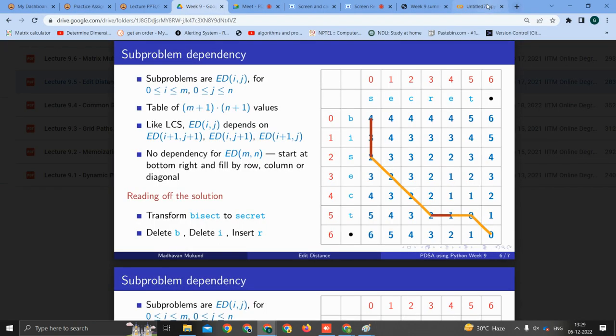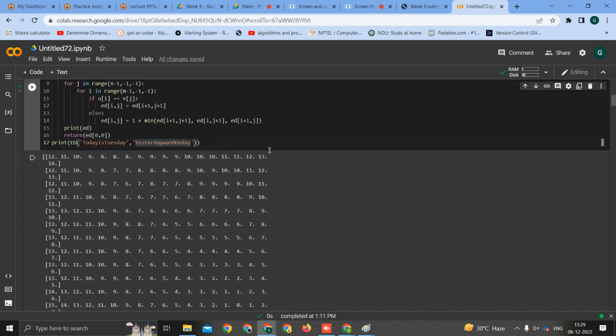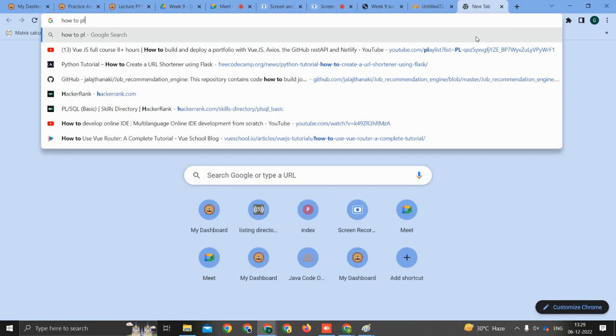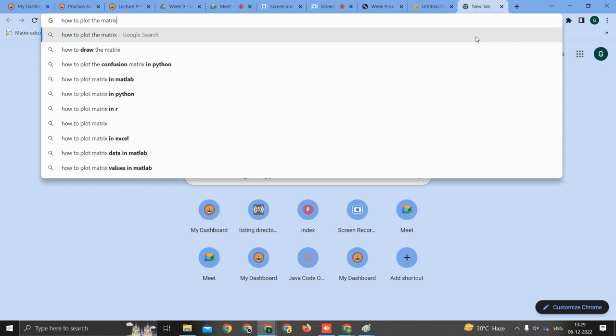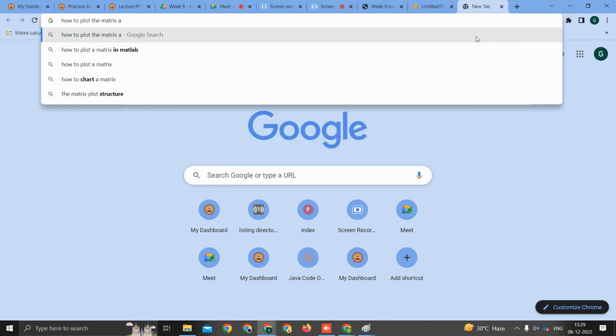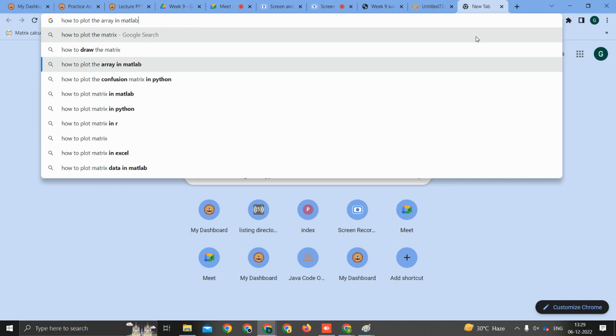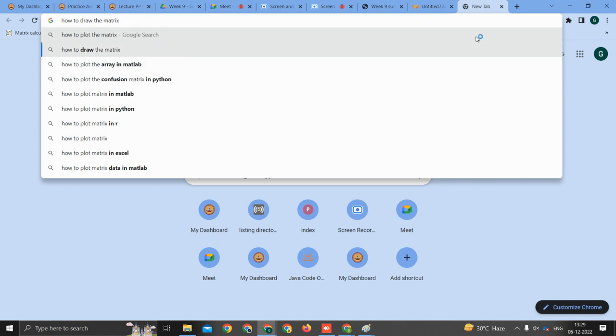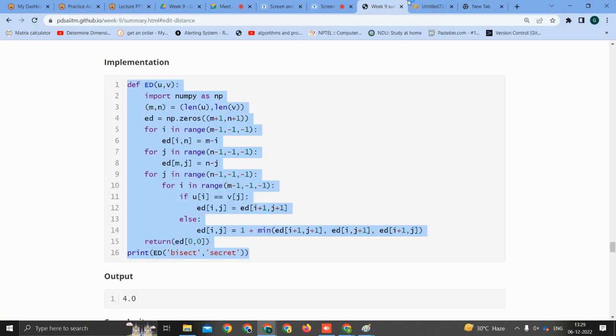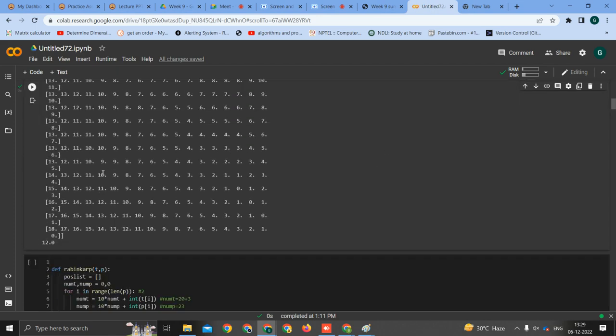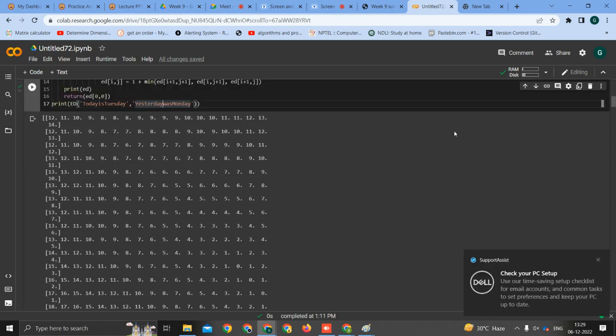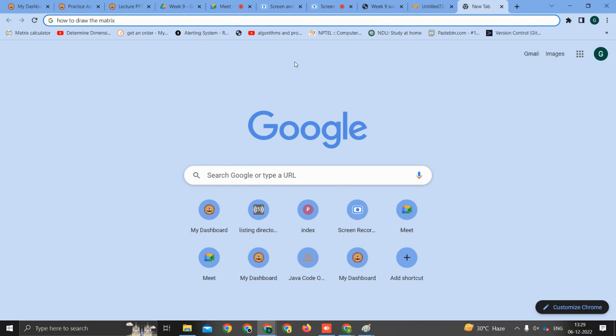So now we'll go back to the previous one. Okay, let's see where we made the mistake. How to plot the matrix? Any idea? I want it to look like a matrix. This is not looking good, right? But still be able to understand. I want to print it.